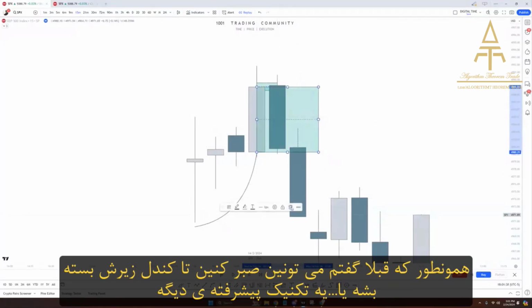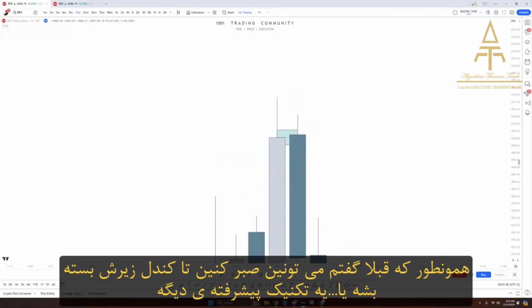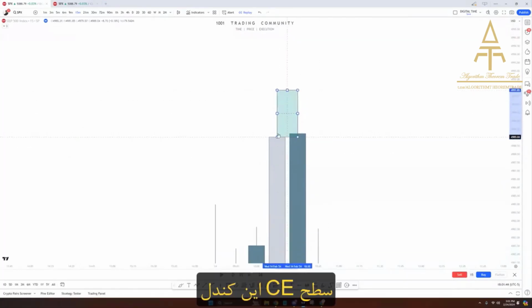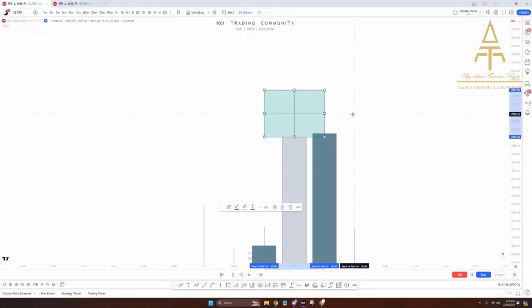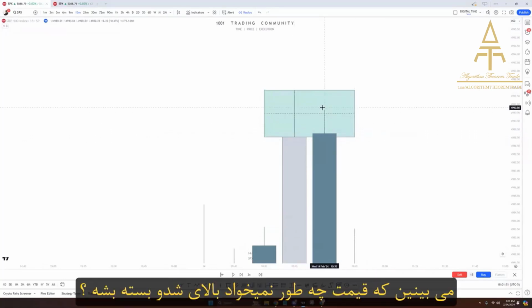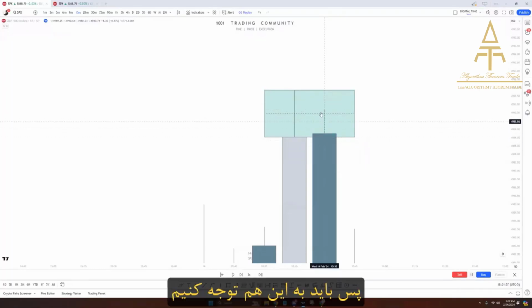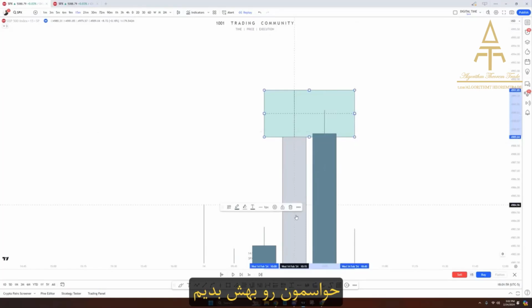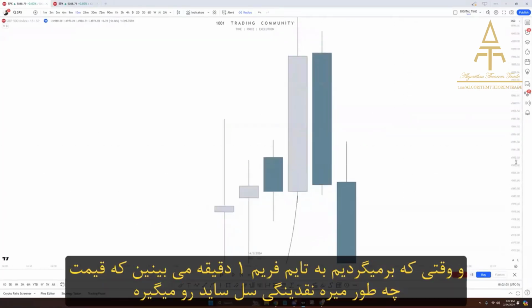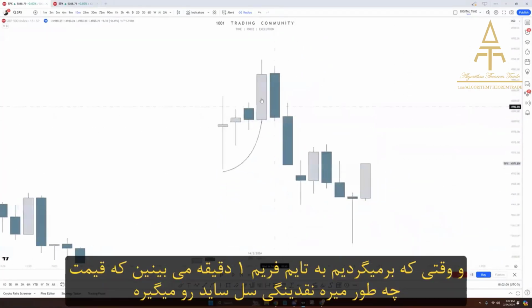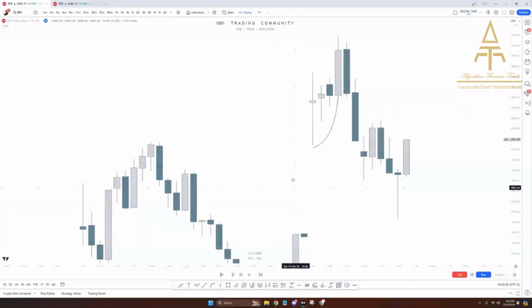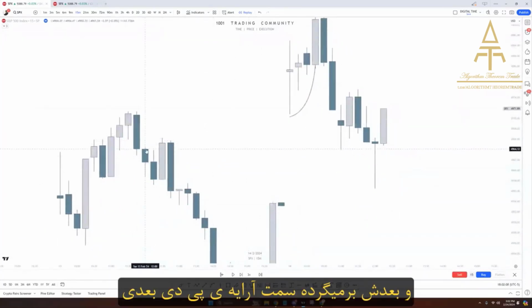Or another advanced technique, the CE of this candle. You see how price does not want to close above it with the wick? So watch this as well. Take note of that. And then when we go back to the 1 minute, you can see how price just takes out all that sell side and goes back to the next PD array of choice.